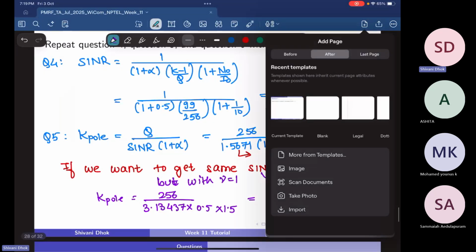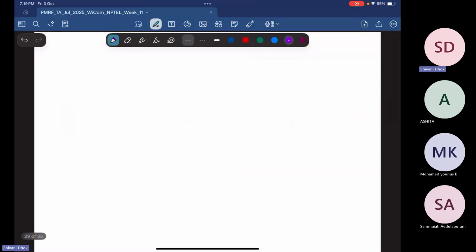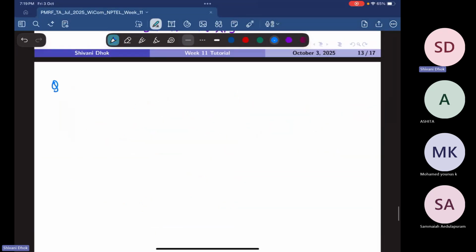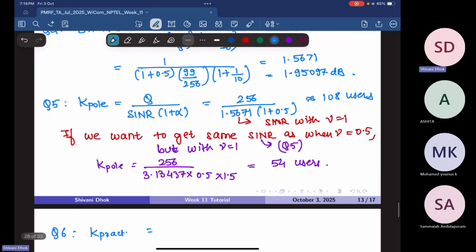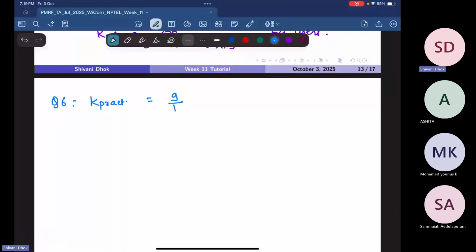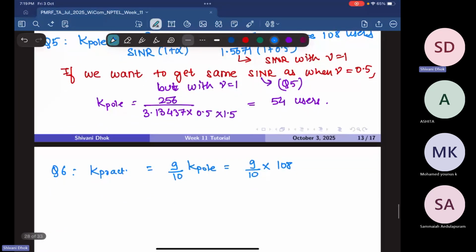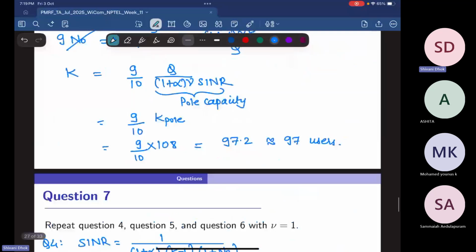Now let us move on to question number 6. Question number 6 said you need your k practical value, which we saw was 9 by 10 times k pole. So your 9 by 10 times 108, and this we had seen comes out to be 97 users.